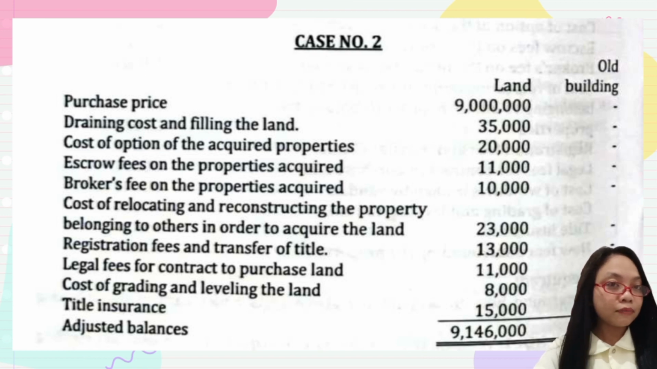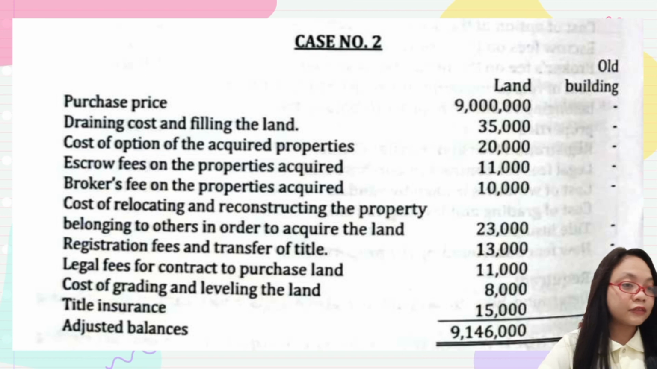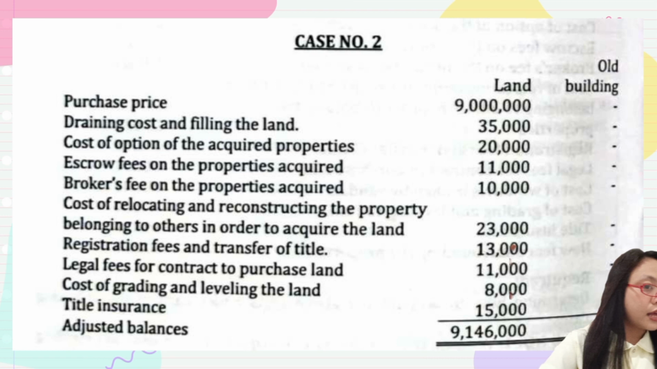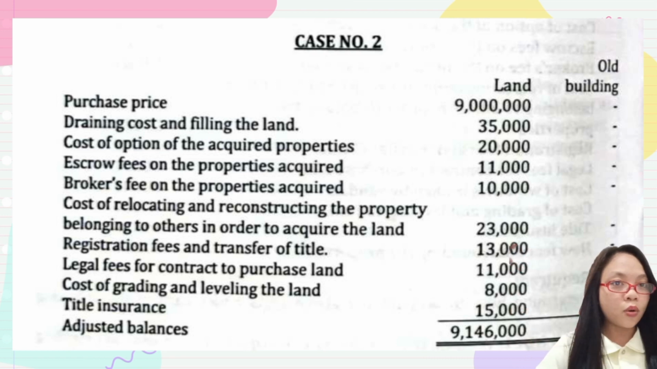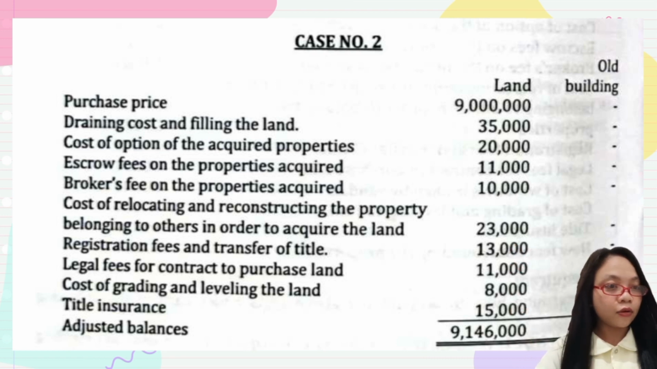Then, do not forget the costs directly attributable to the land. For example, draining cost and filling the land amounted to 35,000. Registration fees and transfer of title, 13,000. Legal fees for contract to purchase land, 11,000. Cost of grading and leveling the land, 8,000. Title insurance, 15,000. So, the total cost of the land, or the adjusted balance of land, is 9,146,000 pesos. What we did not include here is the new fence surrounding the property because it is charged as land improvement that is depreciated over time.